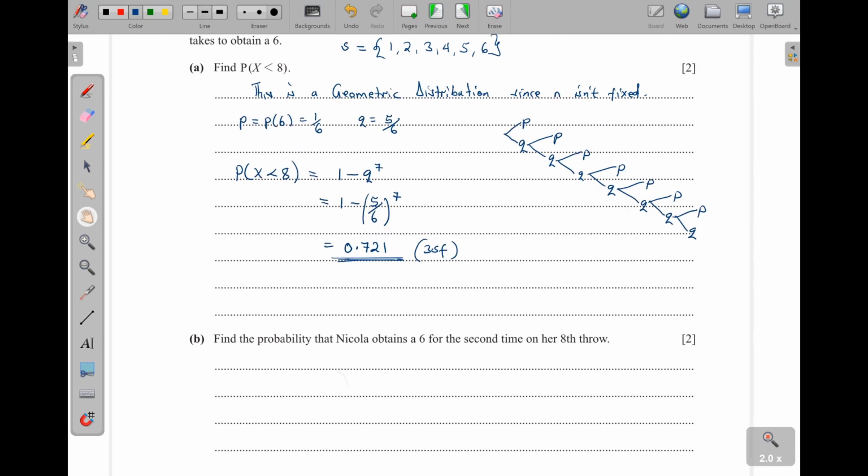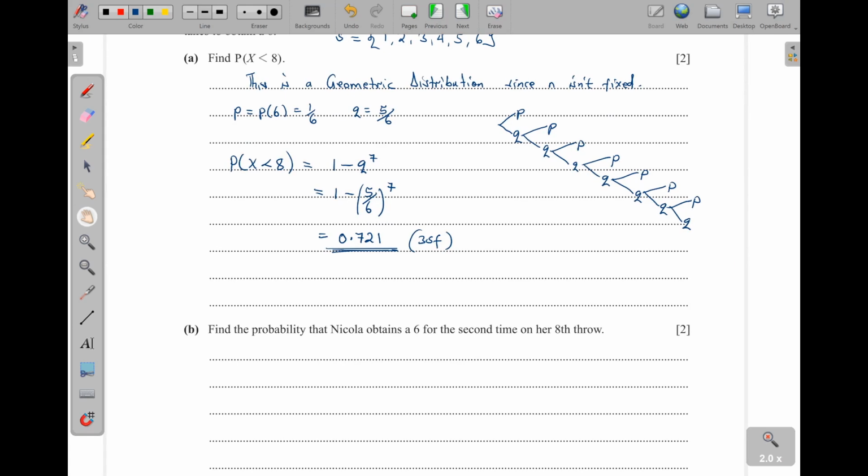Part b. Find the probability that Nicola obtains a 6 for the second time on her 8th throw. So I have 1, 2, 3, 4, 5, 6, 7, 8. There is a success here, let me write there a 6. Now this person must have gotten a success probably on the first throw, or the second, or the third, fourth, or fifth.